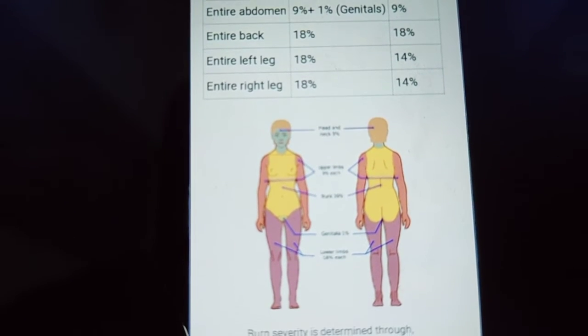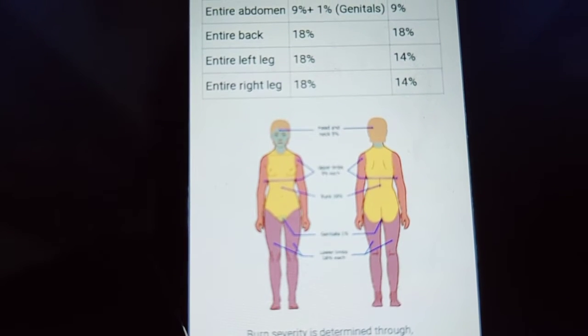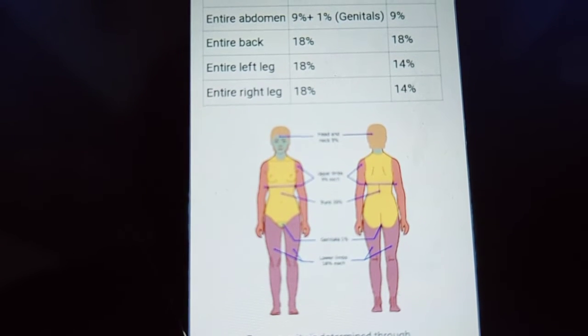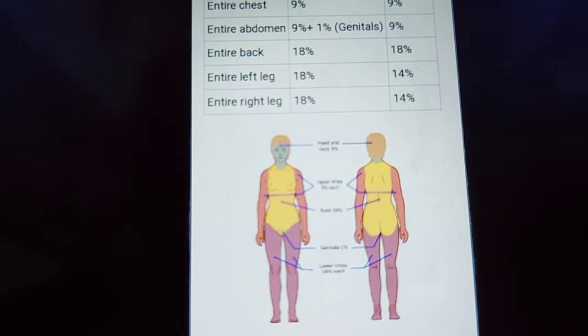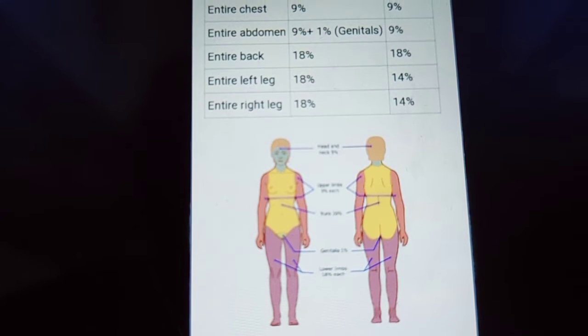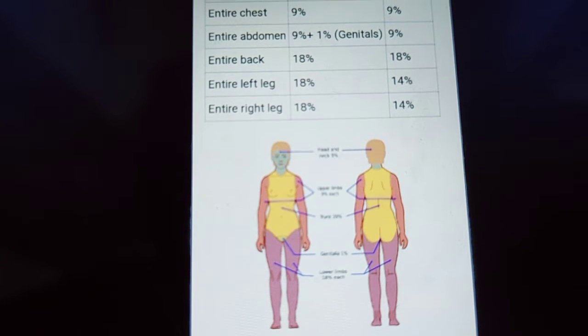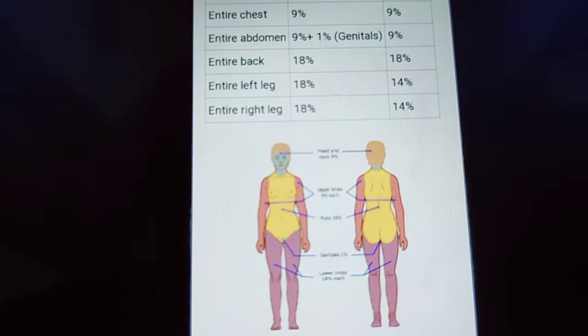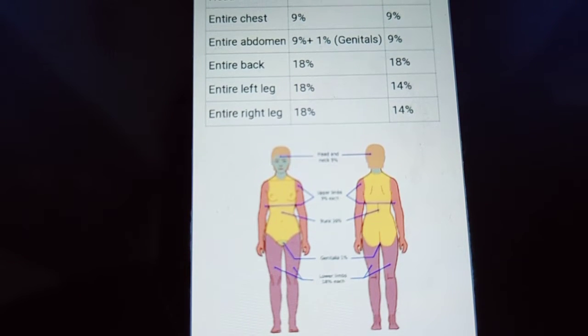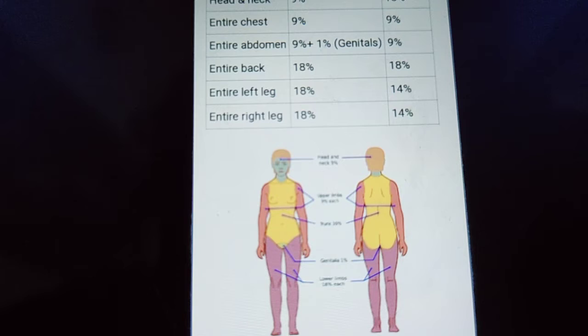It's easy to remember. For the head, anterior and posterior, 9%. For the entire trunk it is 36%. For the upper extremities it is a total of 18%. For the lower extremities it is a total of 36%. And for the perineum or the private region it is 1%. So altogether it is 100%.